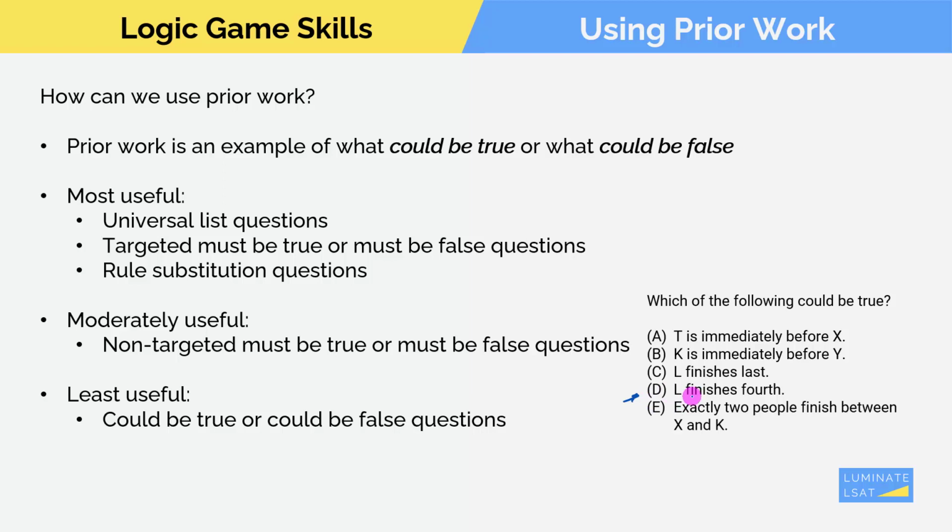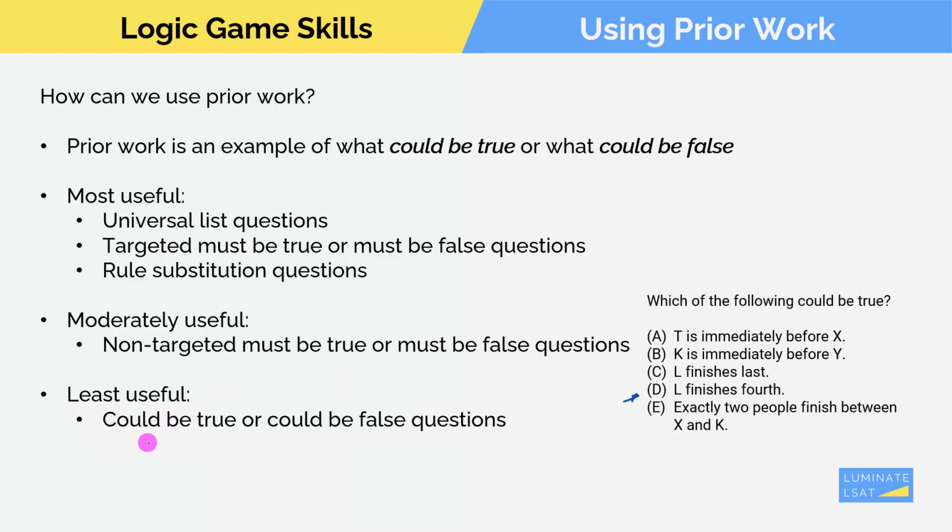And in that case, if you're wasting your time looking back at all of your prior work for A, B, C, and E, that might just be getting in your way of thinking about the rules and how they interact, and using the rules directly might be an easier way to see that L could go 4th. And you'll see what I mean when we work through an example in a moment. So for this third category where prior work is the least useful, the could be true or could be false questions, I think of the prior work as a bonus.